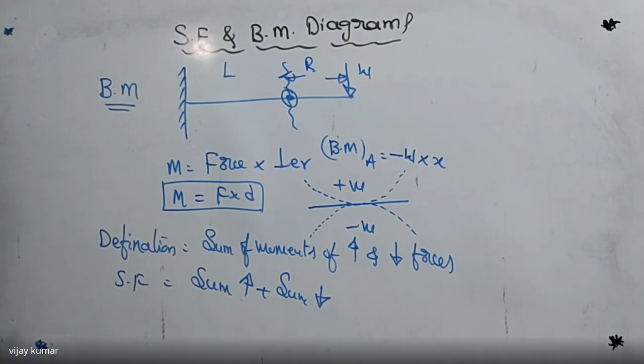So, what is the use of these diagrams? By using these diagrams, we are going to easily identify where the shear force and where the bending moment is maximum. Why? Because at that point, the components go to fail. We are going to find the failure point.